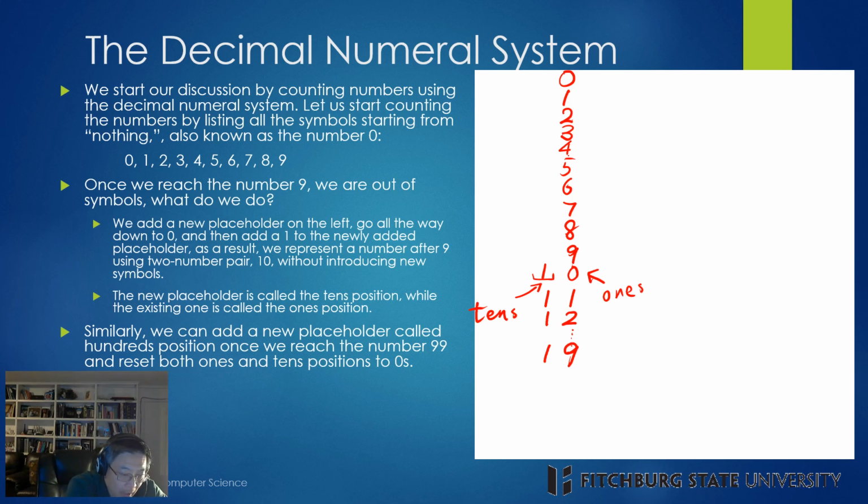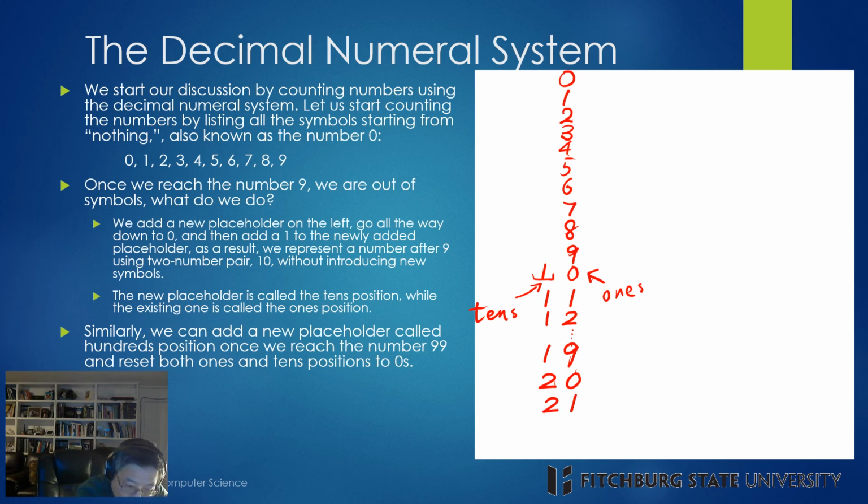Now we're running out of the symbols again in one's position. Now what are we going to do? We're going to reset one's position to 0 and add a 1 to tens position. Okay. Now since the tens position already has a 1, we are actually going to add a 1 on top of 1, so we got 2 in tens position. And then we can continue to count.